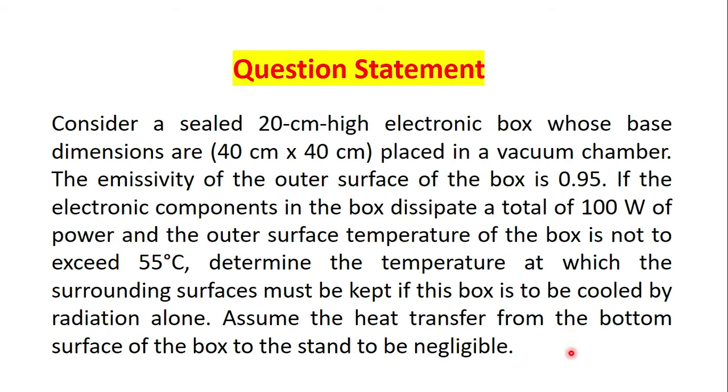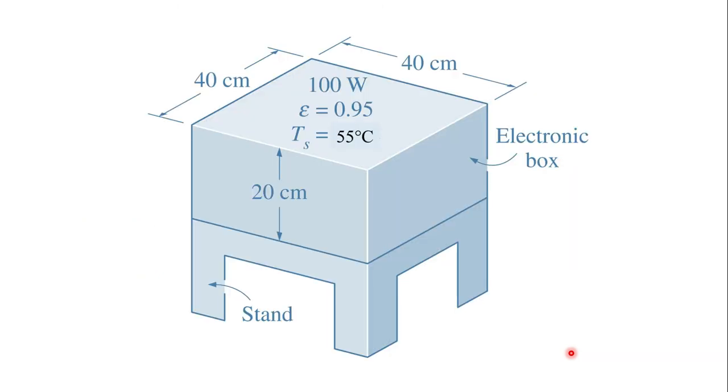Let us try to understand this question statement with the help of the diagram in the next slide. This is the box and it is placed on this stand. The dimensions of the box are given here: the height of the box is 20 centimeter, and the length and width are 40 centimeter by 40 centimeter. The electronic element inside the box will dissipate 100 watt of heat.